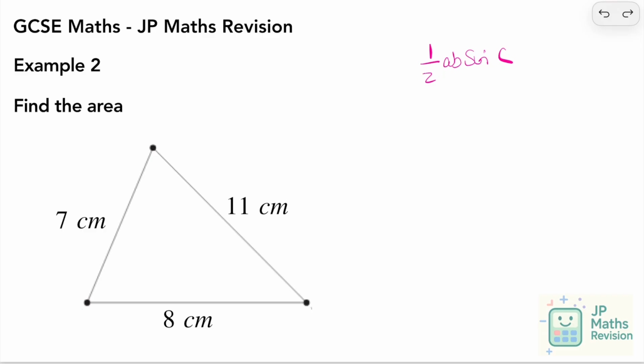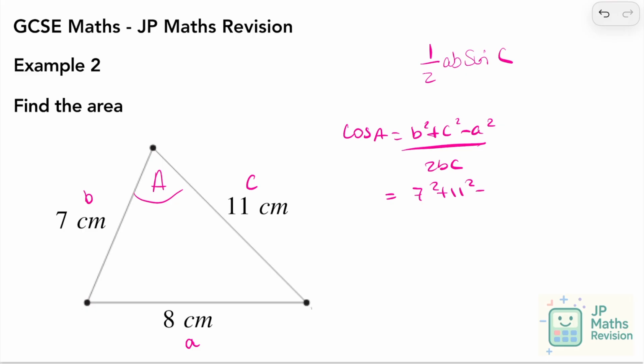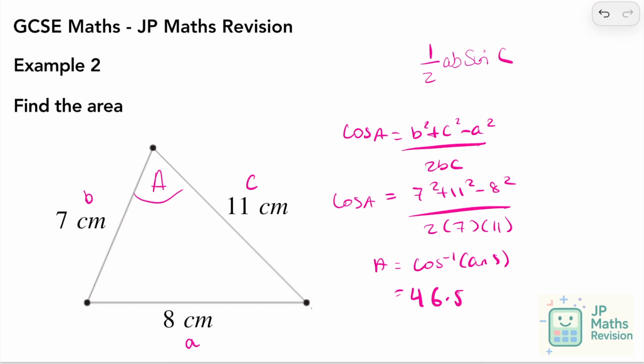So if I label this angle capital A, this side is going to be lowercase a, and this is going to be B, and this is going to be C. If I use the version of the cosine rule where we're trying to find a missing angle, I have that cos A equals B squared plus C squared minus A squared all over 2BC. So that means that 7 squared plus 11 squared minus 8 squared over 2 times 7 times 11 is equal to cos A. And if I want to find out what A is, I do the inverse cos of the answer. So if I sub that all into my calculator, I end up with 46.5 degrees.